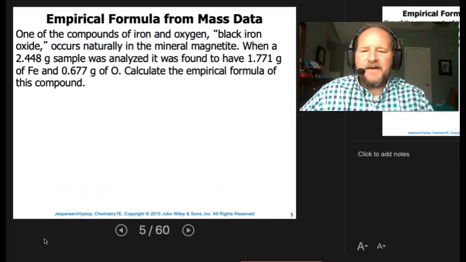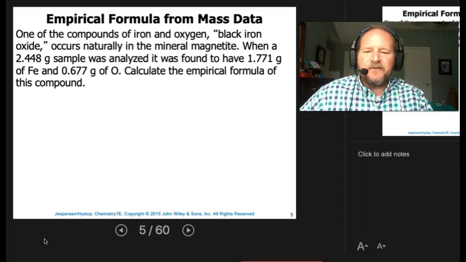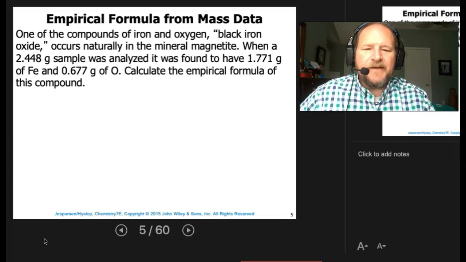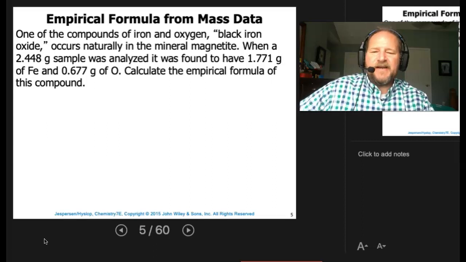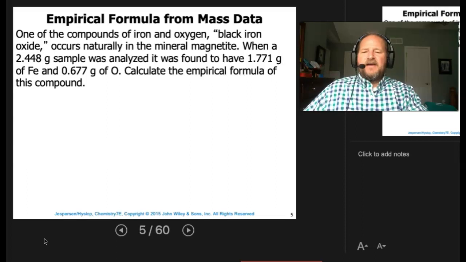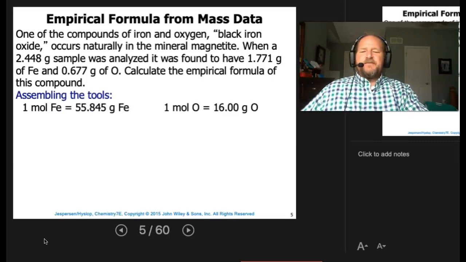One of the compounds of iron and oxygen, black iron oxide, occurs naturally in the mineral magnetite. I can't pronounce that. When a 2.448 gram sample was analyzed, it was found to have 1.771 grams of iron and 0.677 grams of oxygen. Calculate the empirical formula of this compound. So the things we'll need, we know moles of iron from the periodic table. We know moles of oxygen from the periodic table.